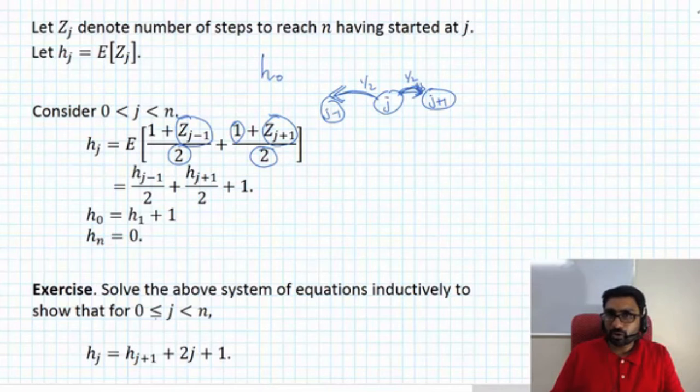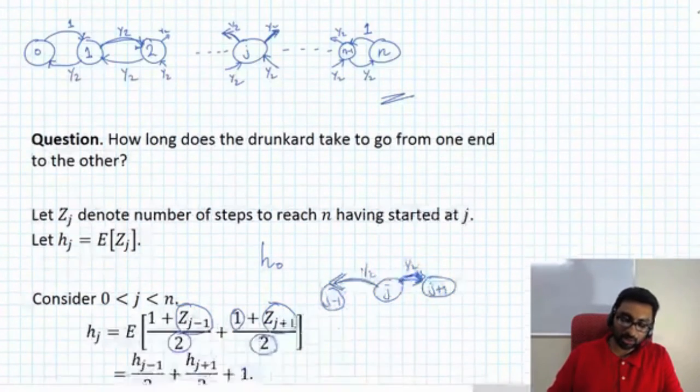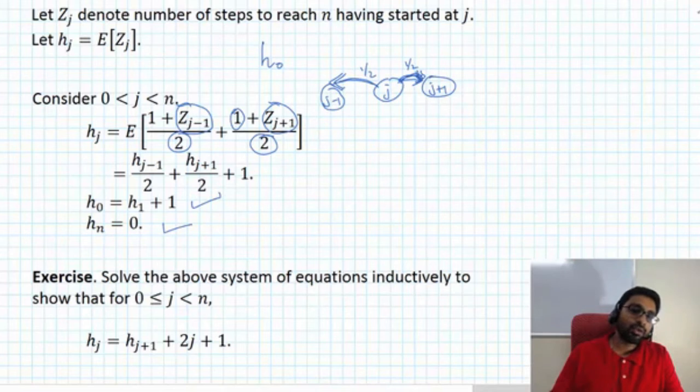And of course, if you're in state 0, you really cannot go to state -1 because there is no such state in this particular Markov chain. So the only option you have is to spend the one time step going to state 1, and from there h1 captures the expected time it takes to reach state n. So that's one of the base cases. And the other base case is hn. If you've already reached state n, then you're already there. So in 0 time steps, you will reach state n. So hn is equal to 0.